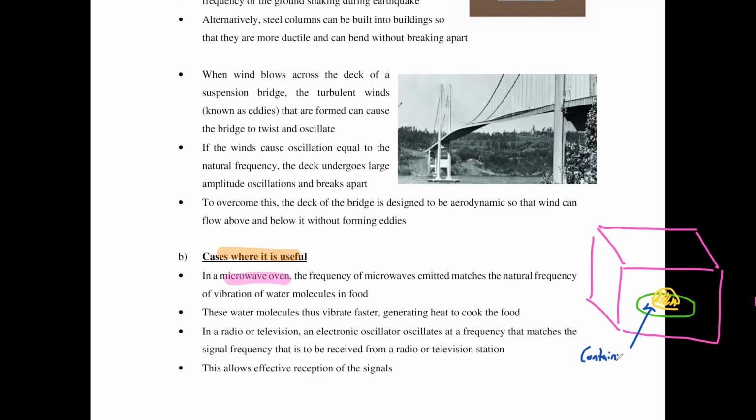So your plate of rice contains water molecules that are vibrating continuously. Any food that you have has moisture in it. When you have moisture, you have water, and when you have water, you have water molecules. Those water molecules are always vibrating continuously at their natural frequency.